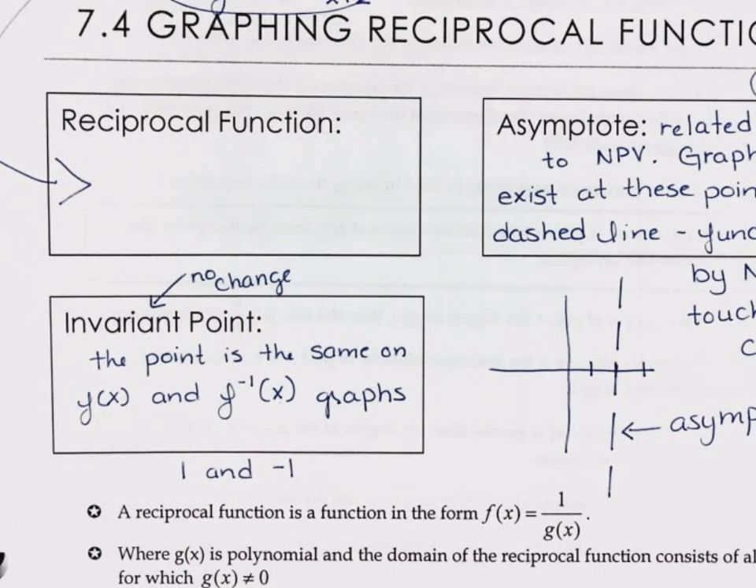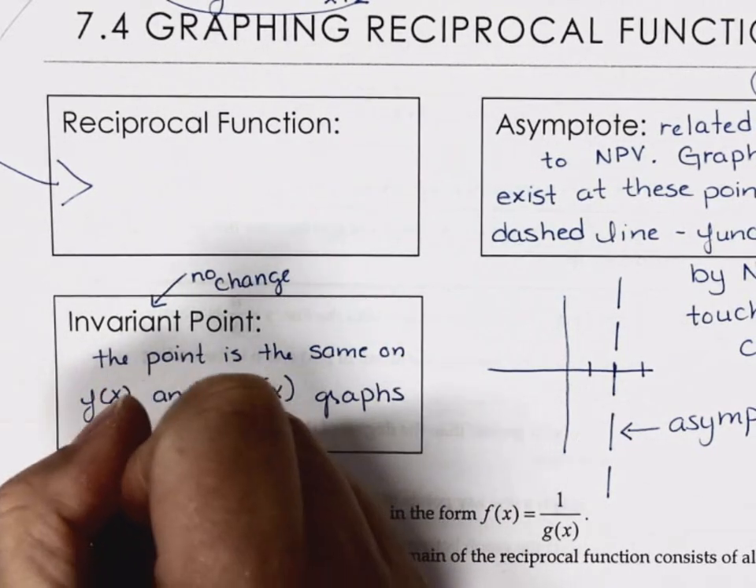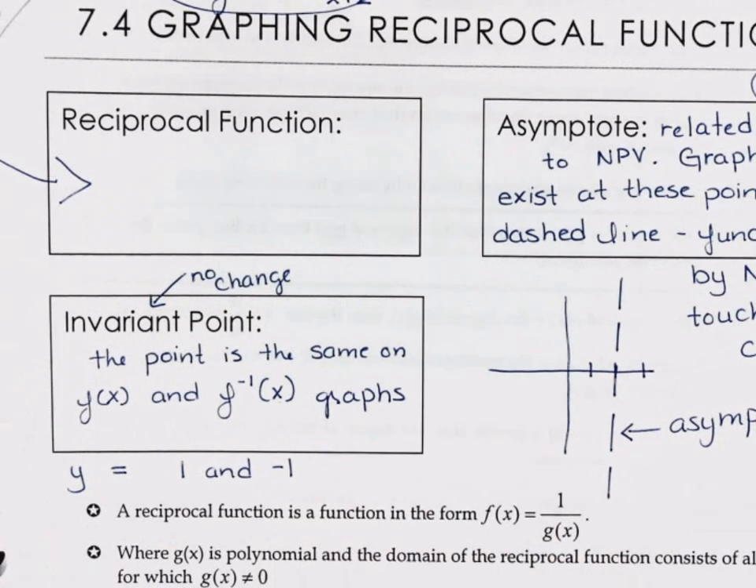And what was the big thing when we were doing absolute values? Our y values couldn't be negative, right? Could our x's be negative? Yes. So when we're talking about the functions, we're really talking about what's happening with the y values. So we're looking for invariant points when y is equal to negative 1 and positive 1, because you're going to reciprocate only the y values, not the x.